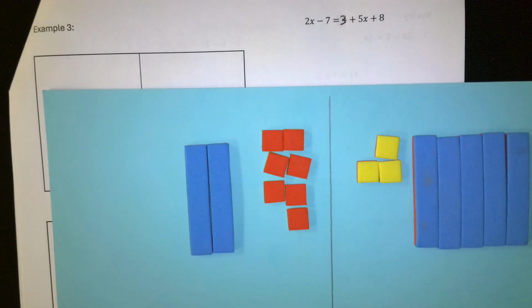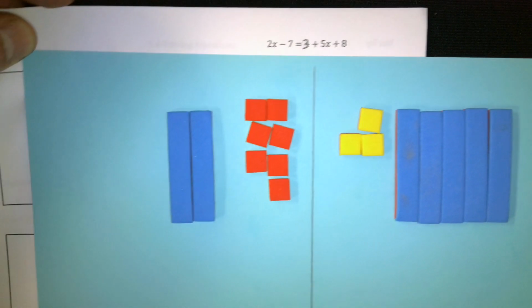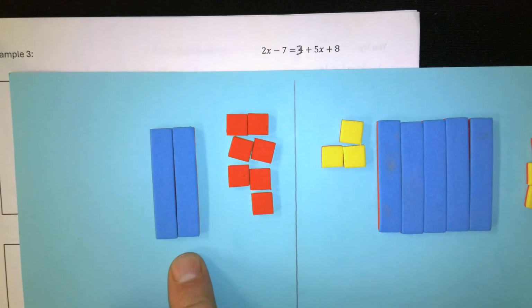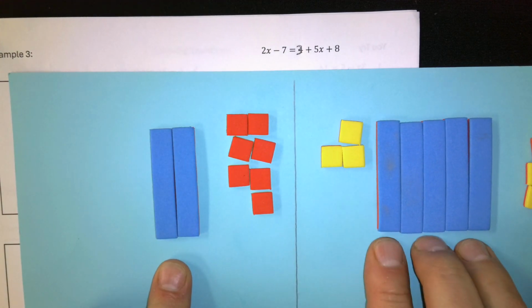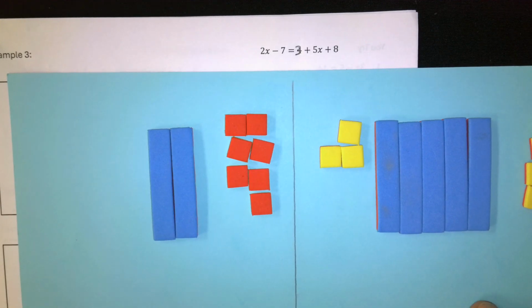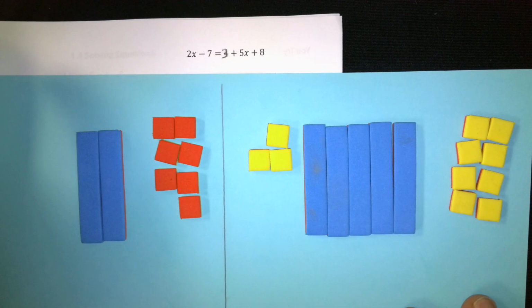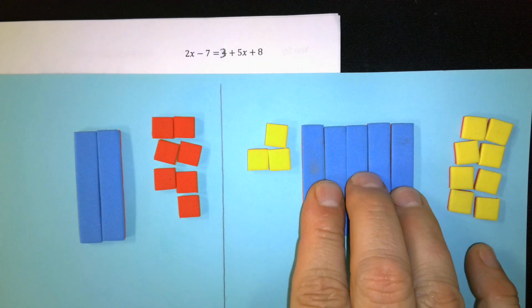This is what this equation looks like using the tiles. We have our 2x's, our 7 negatives, then our 3 positives, our 5 positive x's, and our positive 8's. Let me scoot that over so you can see the 8's. There we go. Then our first step is still flipping. The goal is we want all the squares on one side and all the rectangles on the other. So to me it makes sense to flip these rectangles over here.